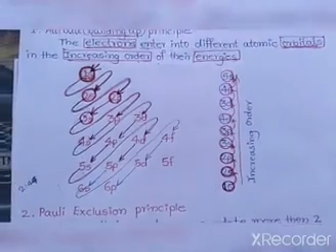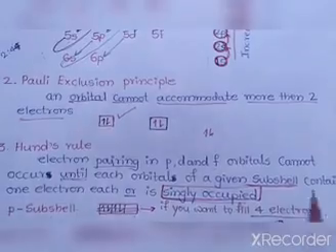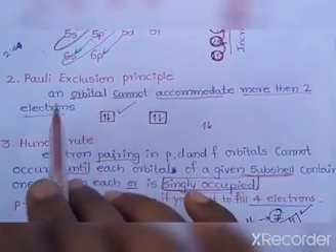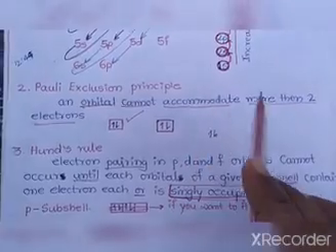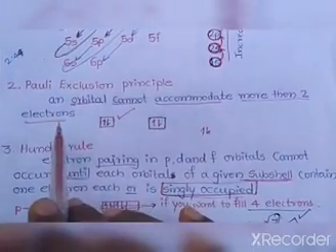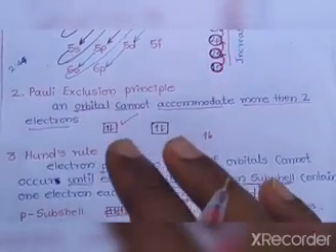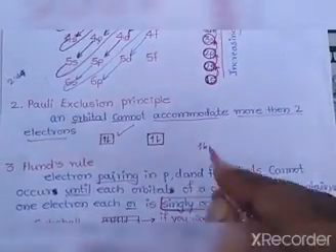Then next we move to the second rule, that is the Pauli exclusion principle. What does the Pauli exclusion principle tell? An orbital cannot accommodate more than 2 electrons. We already discussed that electrons are present in the orbitals.